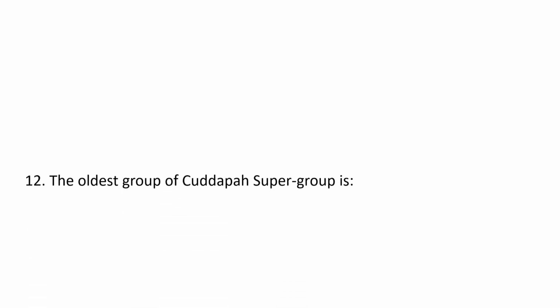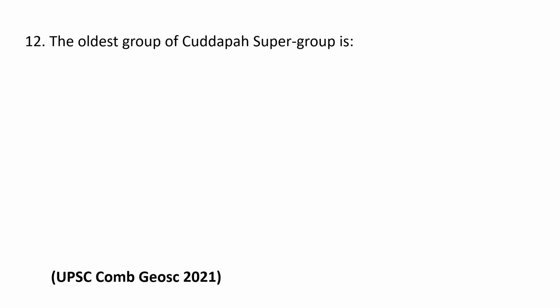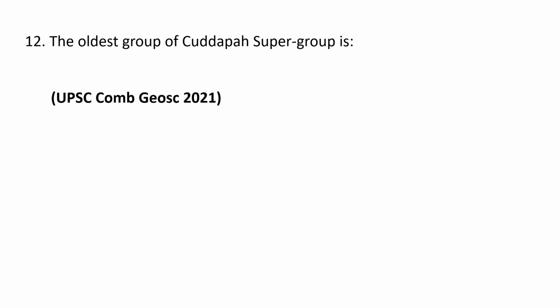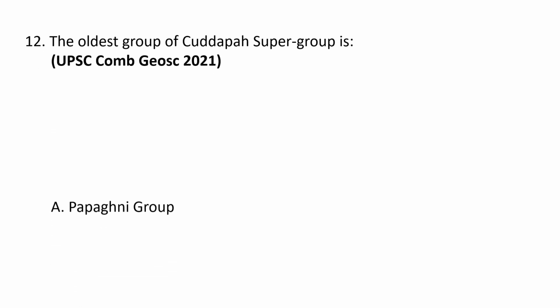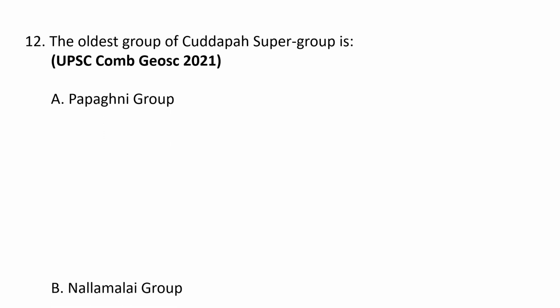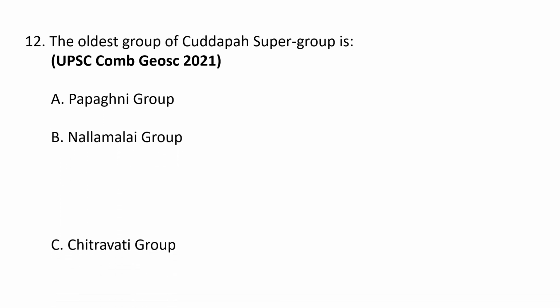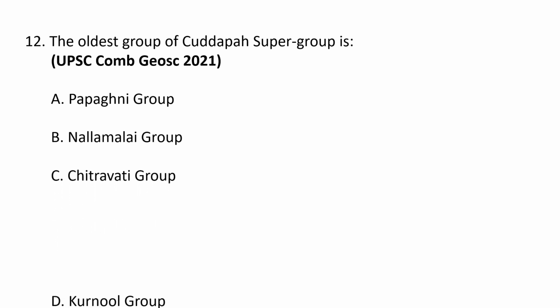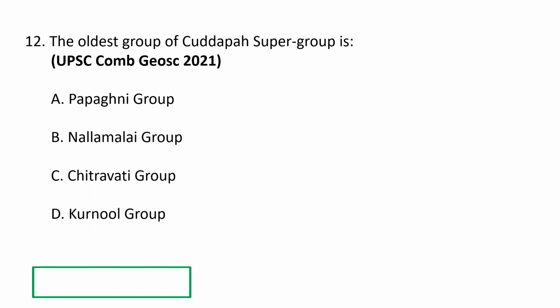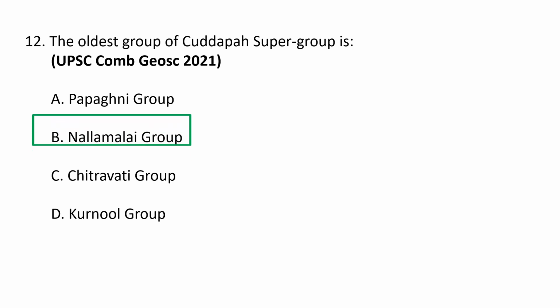Next question. The oldest group of the Kadapa supergroup is, all these are the questions asked in UPSC Combined Geoscientist 2021 exam. A. Papagni group, B. Nallamalai group, C. Chitravati group, and D. Kurnool group. So the correct option, the oldest group of the Kadapa supergroup, is the Papagni group.